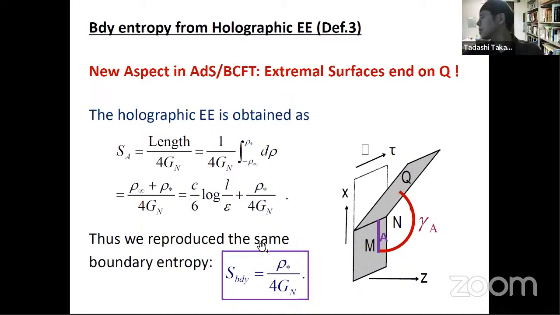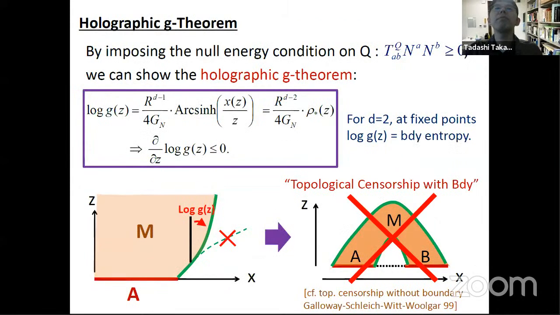Okay, and I want to make one more remark: we can also derive the g theorem in a holographic way. For this, we can just impose the null energy condition. I'm not going into details, but in the end, I'm imposing this null energy condition, as is also true for the c theorem, the holographic c theorem. We can show this quantity g, a kind of analog of the g function, defined by basically the angle of this x and z, is monotonically decreasing. So this quantity basically measures the angle of how this end of the world brane will be tilted, and the angle should decrease under RG flow.